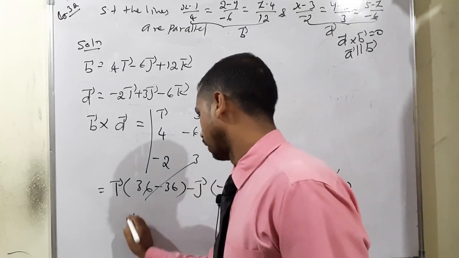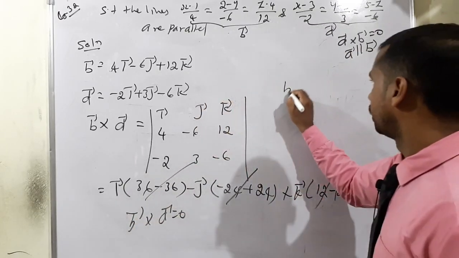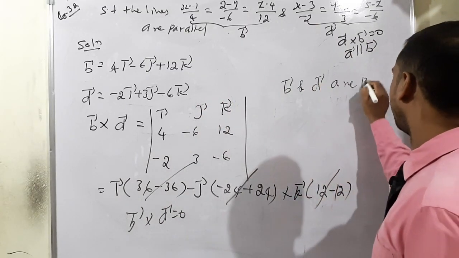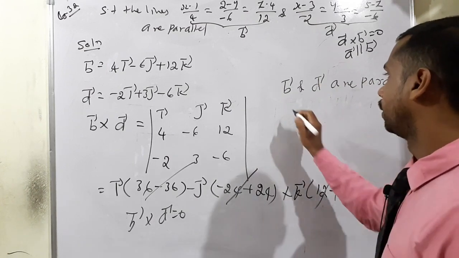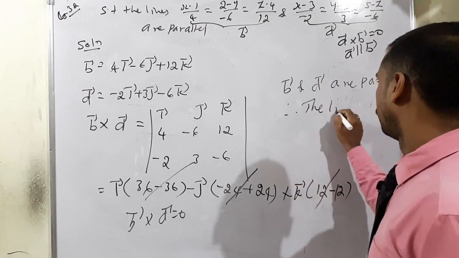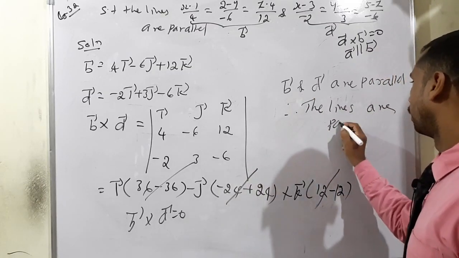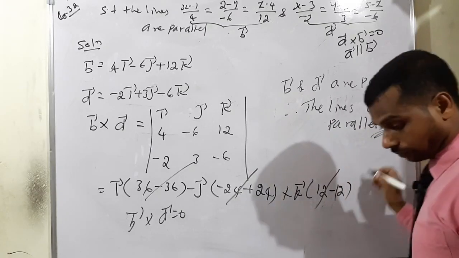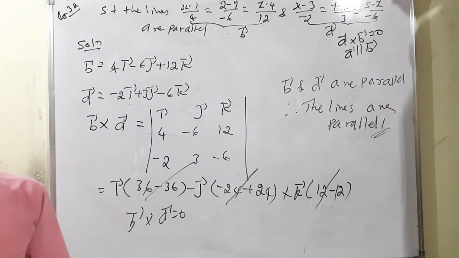Therefore, definitely we can say B vector cross D vector is equal to 0, which means B vector and D vector are parallel. So B vector and D vector are parallel means the lines are parallel. So, hence proved. Okay. I will continue with exercise 6.4. Okay, stay on the line.